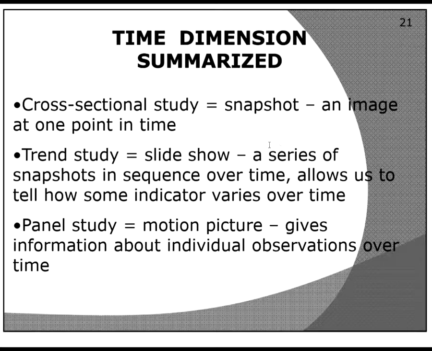So thinking about the time dimension summarized, we usually call a cross-sectional study a snapshot, an image of one point in time, and then the trend study is more like a slideshow, and then the panel study is more like the motion picture that gives information about individual observations over time.